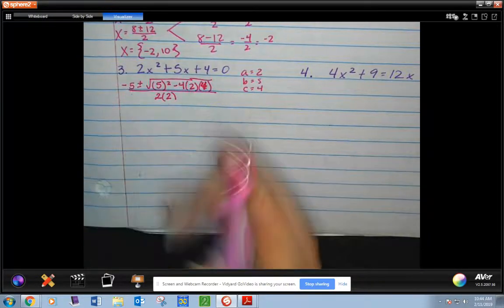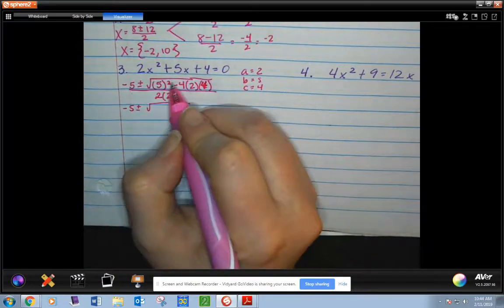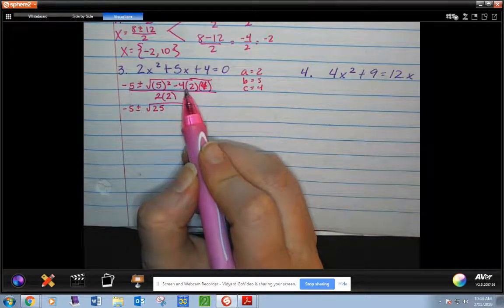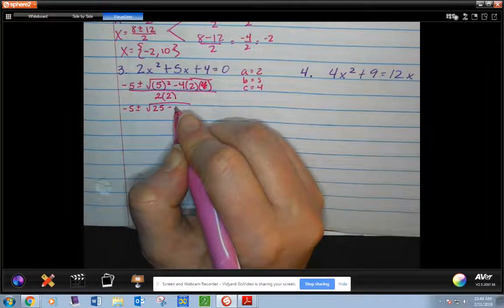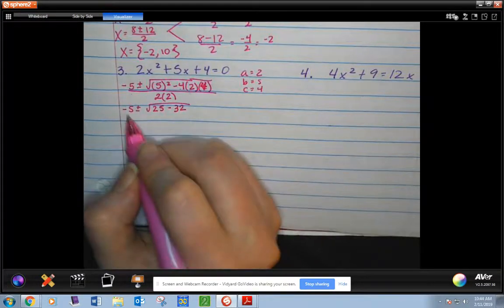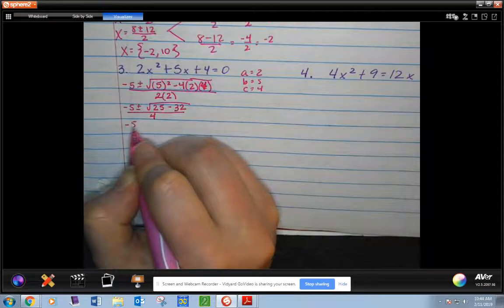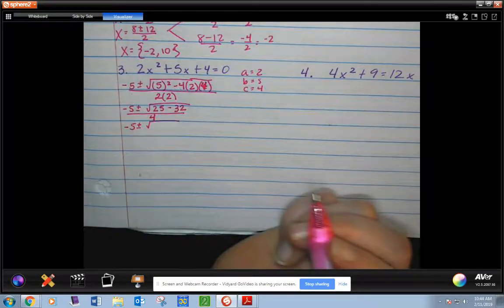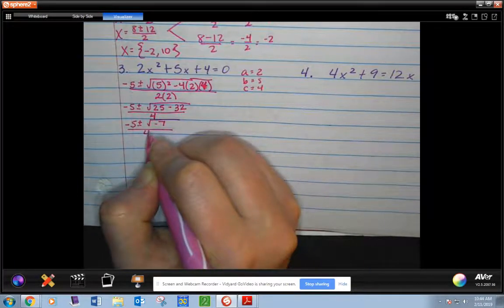I don't need to fix my double negative, so I'm going to start off with my radical. 5 squared is 25. Negative 4 times 2 is negative 8. And negative 8 times 4 is negative 32. From here, I have divide by 2 times 2 is 4. So I have negative 5 plus or minus the square root. When you do 25 minus 32, you're going to get negative 7, divided by 4.